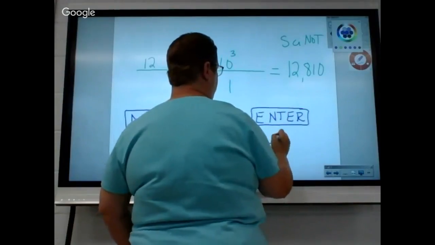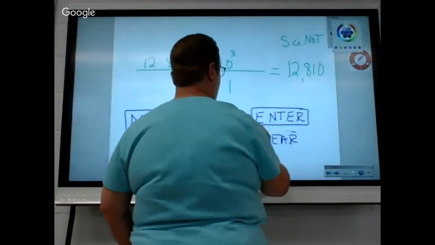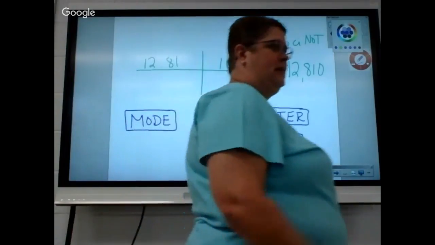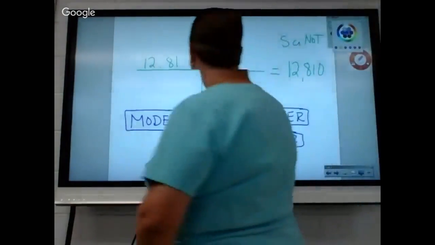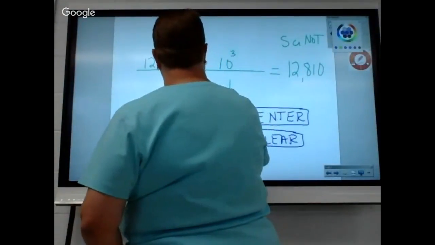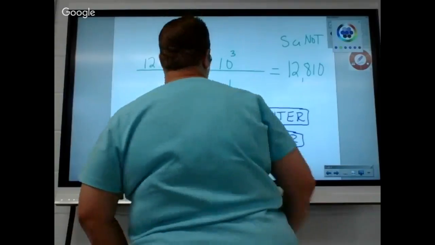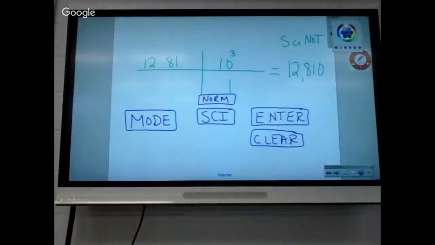And then hit clear. And your calculator is now in scientific notation. It will calculate your answers for you in scientific notation. If you don't want it to calculate in scientific notation, all you have to do is those same steps, except put it back in normal, and it will change it back to normal notation for you. You don't have to calculate in scientific notation.